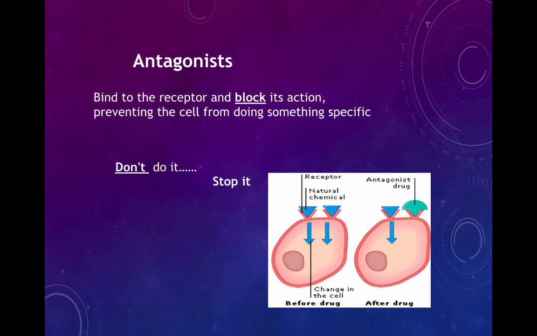Then we also have antagonists. These bind to the receptor and block its action. They prevent the cell from doing something specific. They essentially say, don't do it, stop it. They want to stop the action of the normal chemical reaction at the receptor. They're preventing the cell, or whatever physiologic system it's working on, from doing its normal activity. So it's not changing anything. It's working on our own physiologic process.